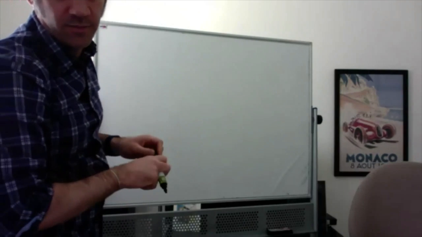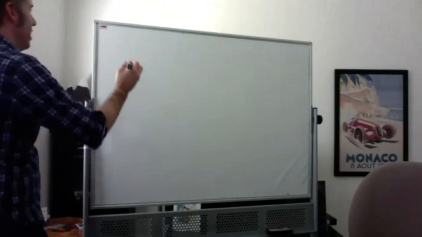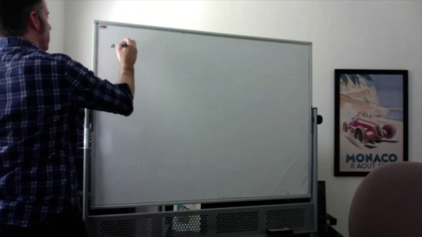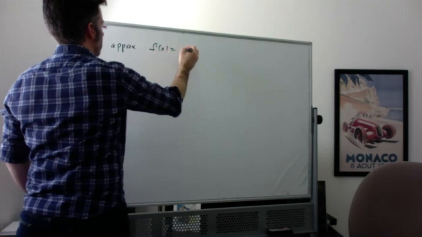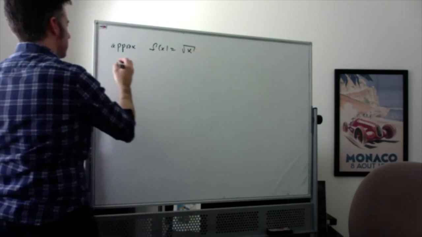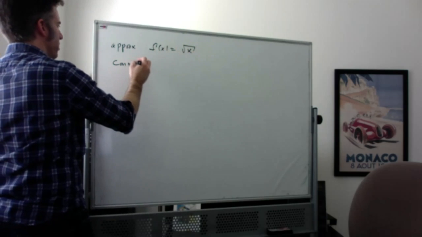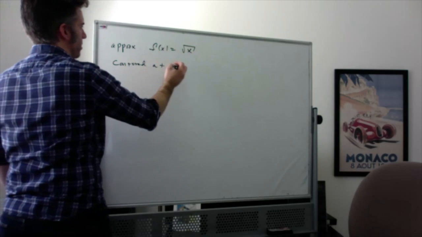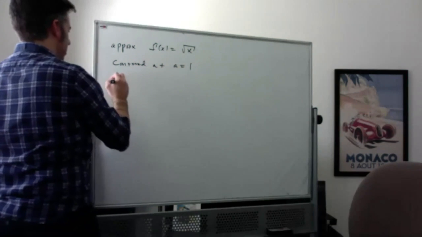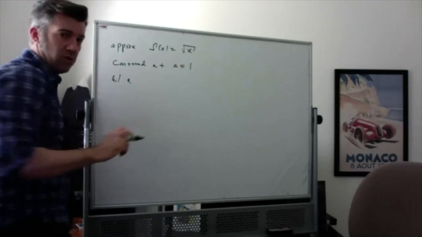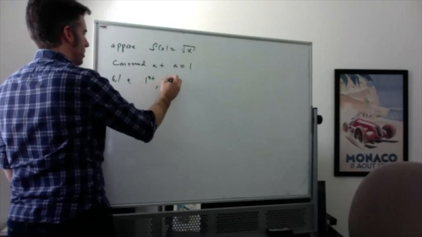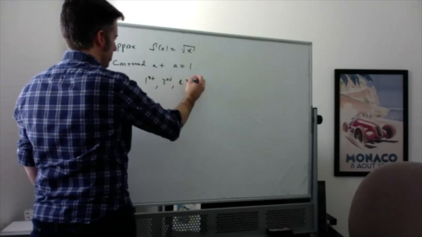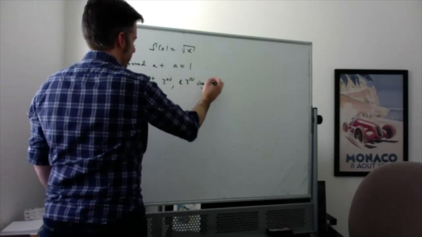Okay, let's say I want to approximate f of x equal to the square root of x centered at a equal to 1, and we'll actually talk about a first, second, and third degree Taylor polynomial.